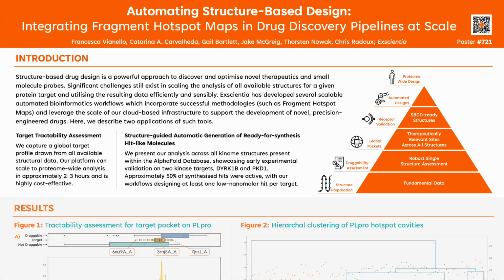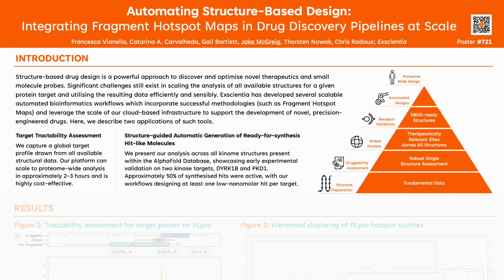The work presented here outlines two example workflows developed at Exscientia to automate several aspects of structure-based drug design: target assessment and de novo ligand generation. The workflows complement each other, both incorporating multiple successful methodologies such as fragment hotspot maps and leveraging cloud-based infrastructure to support the development of novel, precision-engineered drugs. We've applied our automated workflows to AlphaFold 2 models of the kinome and are presenting the experimental data validation here.